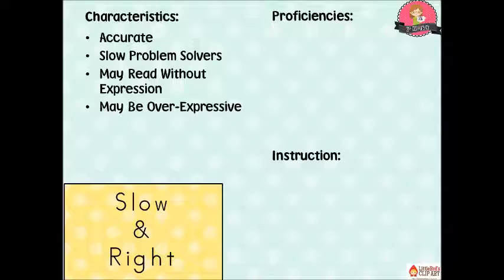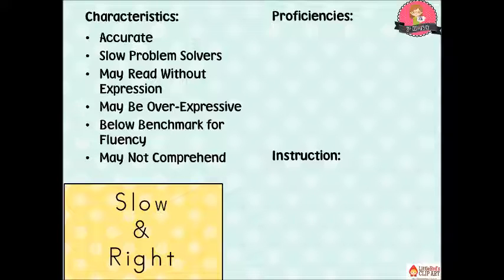Slow and right readers are below benchmark for fluency. It means that they are not reading at a fast enough pace on a grade level text to score benchmark in the area of fluency. So this means that they're not where they need to be. They have something that's lacking.